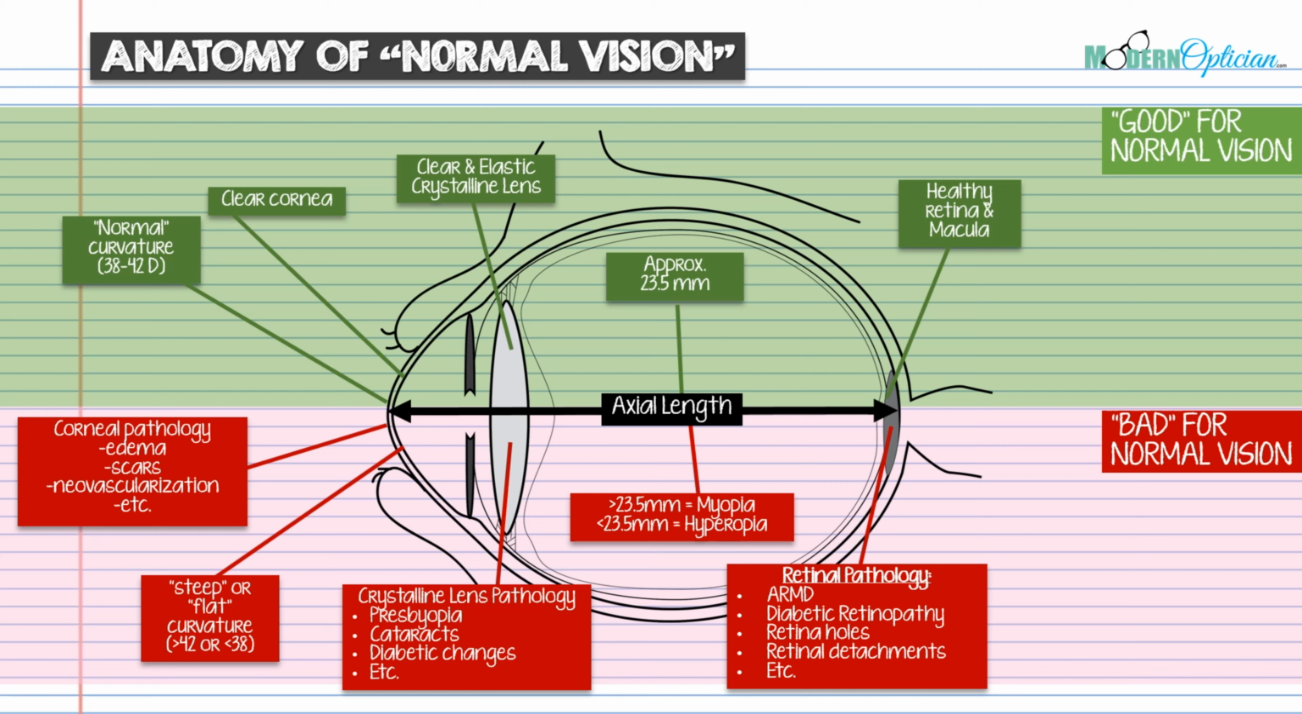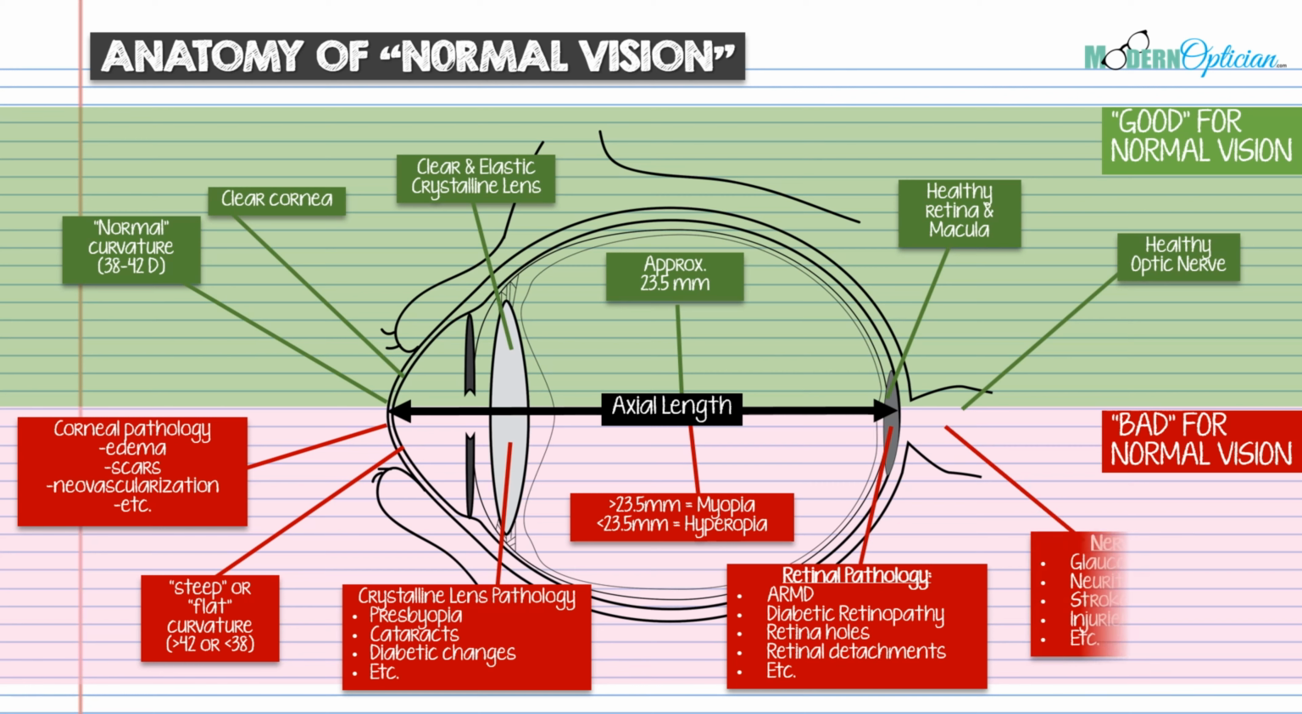We can have age-related macular degeneration. We can have diabetic retinopathy. We have retinal holes, detachments, etc. There are so many different retinal problems that can once again detract from normal vision. And finally, the optic nerve is the visual processing powerhouse of the eye, the link between the eye and the brain. And again, normal vision assumes that we have a healthy optic nerve.